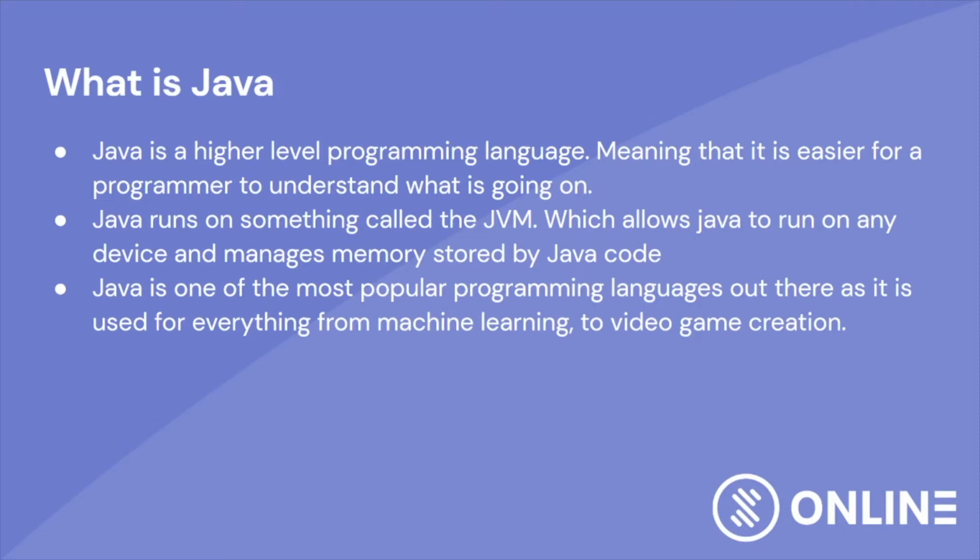Java runs on something called the JVM, the Java Virtual Machine, which allows Java to run on any device and manages memory stored by Java's code. This helps carry out many functions in Java and basically helps the computer understand what's going on. Java is one of the most popular programming languages out there, as it is used for everything from machine learning to video game creation. And lots of things are made with Java, like Minecraft.